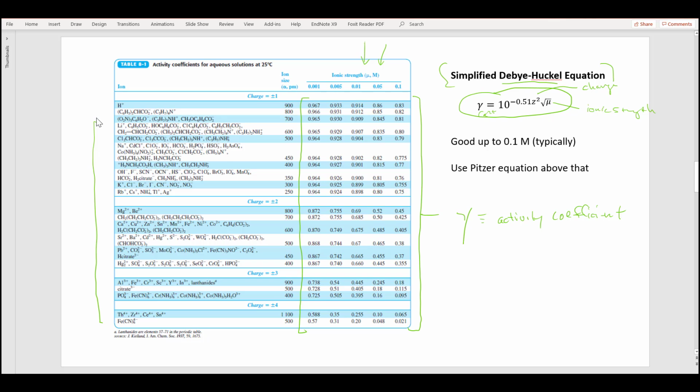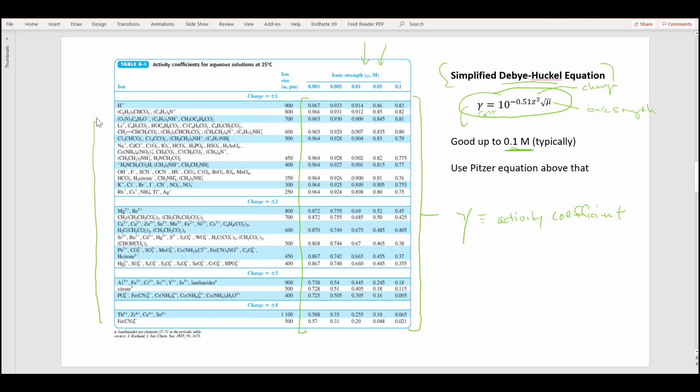This is an empirical expression. That's why it looks weird. It doesn't look like a very consistent function. And the reason for that is it's simply just a relationship based on experimental values. It's an empirical formula. It's not a true theoretical value. And it works pretty well. It fits data pretty well up to about 0.1 molar. And so this is a good approximation of the activity coefficient up to 0.1.